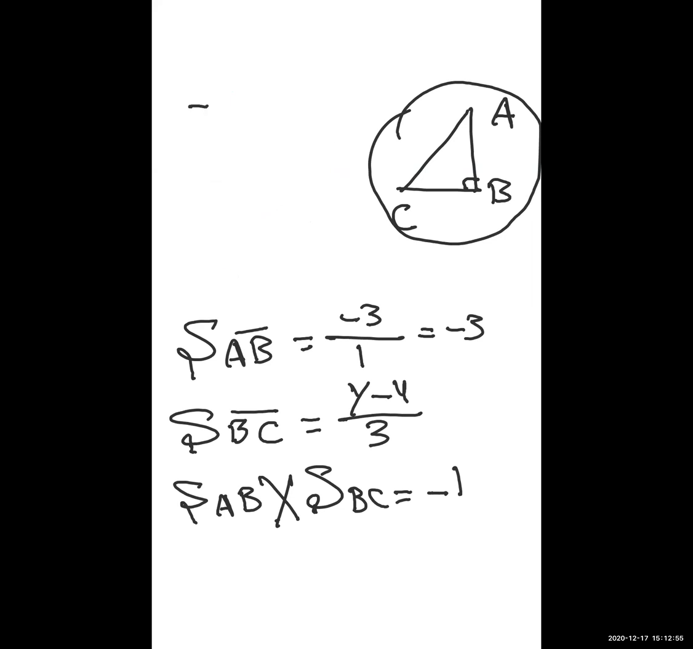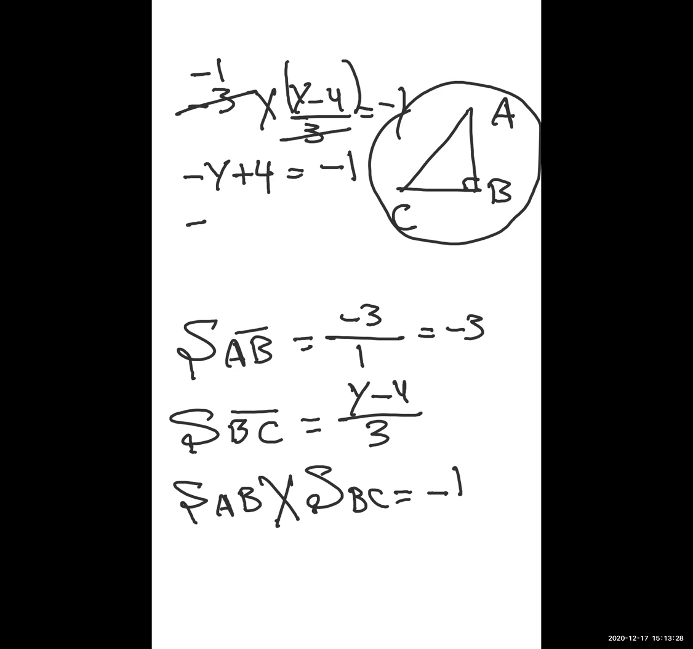So this means negative 3 times (y minus 4 over 3) equals negative 1. Now simplify: I can simplify this 3 with negative 3, so the remaining will be negative 1, multiplied by this bracket, which is y minus 4. So negative y plus 4 will equal negative 1. So negative y will equal, shift this 4 to the other side. It will be negative because it's now positive, so negative 5. So negative y equals negative 5.